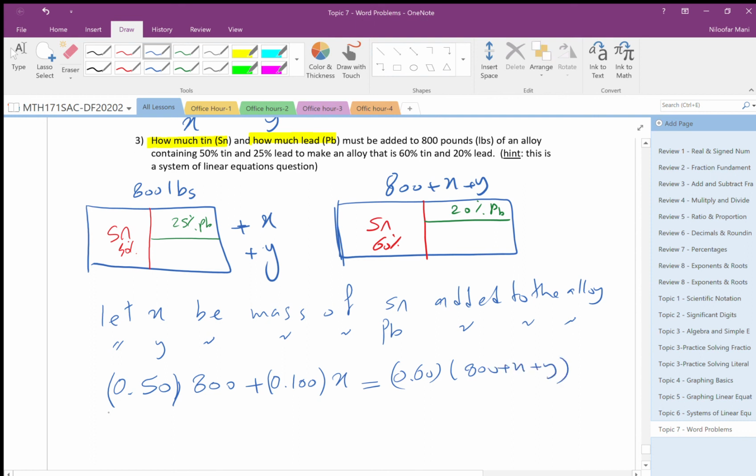Now I write for Pb: 0.25 times 800 plus... let me see, 100% divided by 100 must be 1, sorry, because that would be 10%. What's going on here today with me? So 1y, because it's 100%. Maybe I can write it this way: 100% is 1, 100 divided by 100.